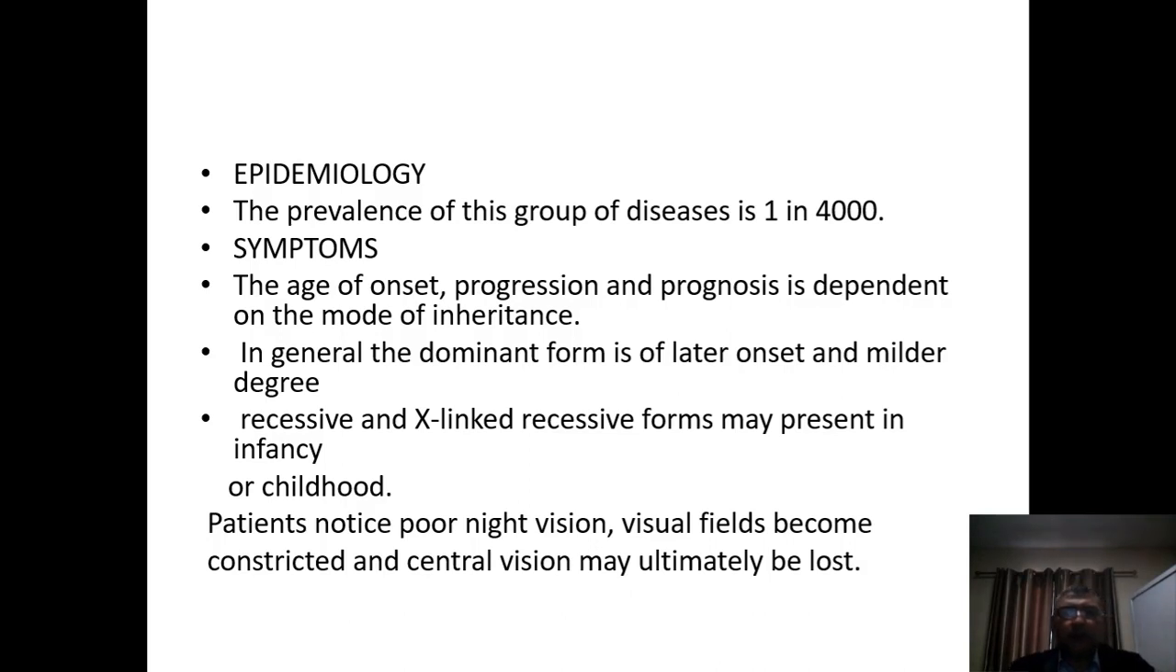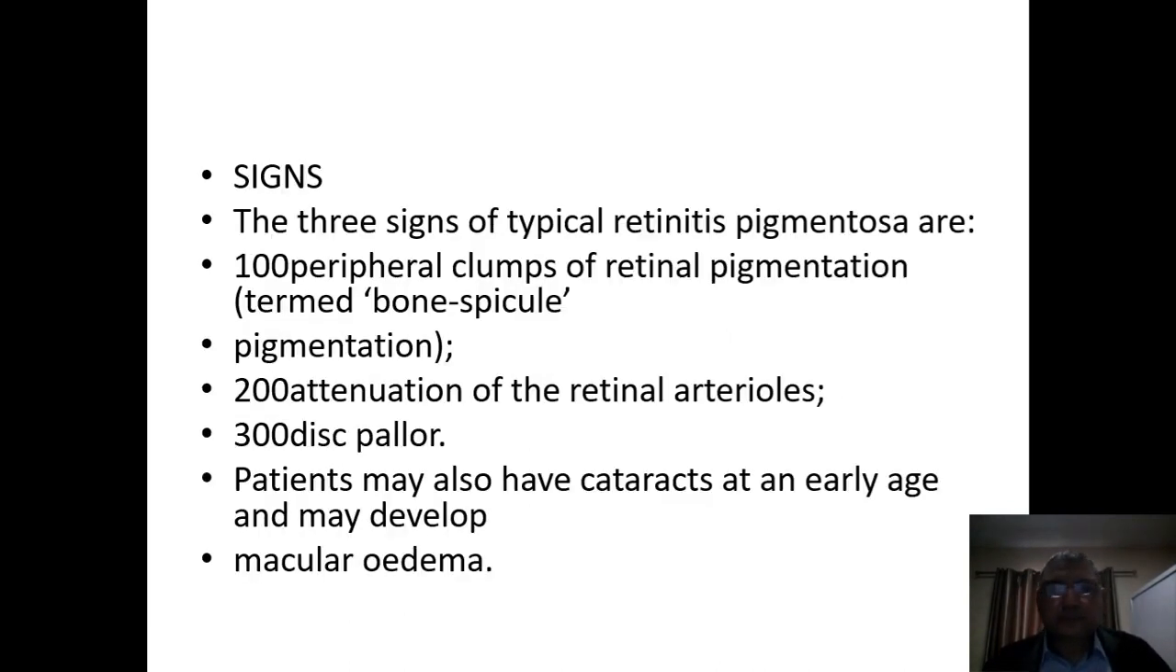Epidemiology: prevalence about 1 in 4,000. Symptoms are gradual, progressive damage to the peripheral vision of these patients. So we'll have night blindness, visual field defect, constricted visual field, and central vision will be damaged in advanced cases. Usually recessive, and recessive cases have more severe forms than the dominant cases.